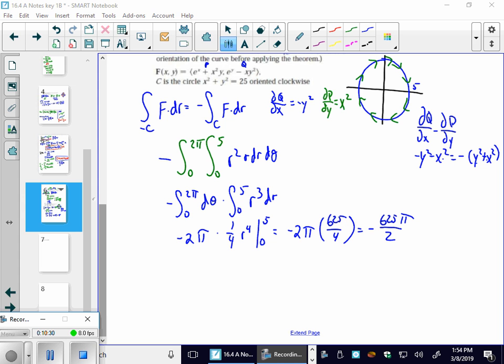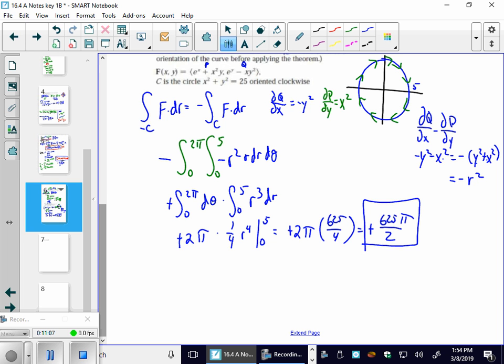And I made another mistake somewhere. Oh, here it is. That was negative r squared. So I forgot to put the negative here, because remember that this double integral right here already has the negative sign there because we're going in the correct direction now. So that's going to make that positive, positive, positive, positive. So it should be 625 pi over 2. All right.